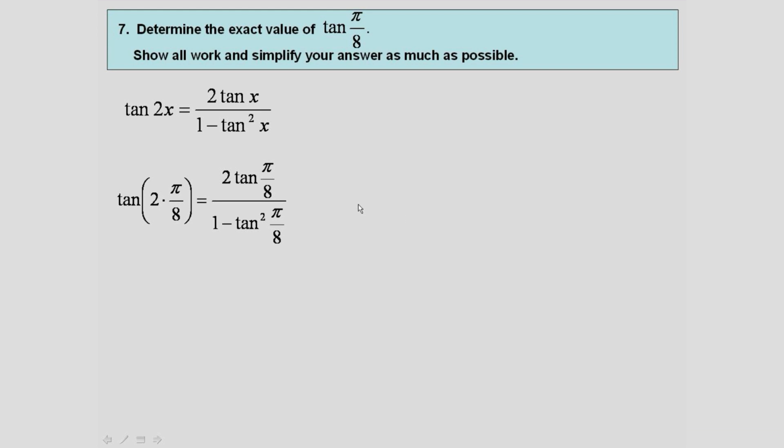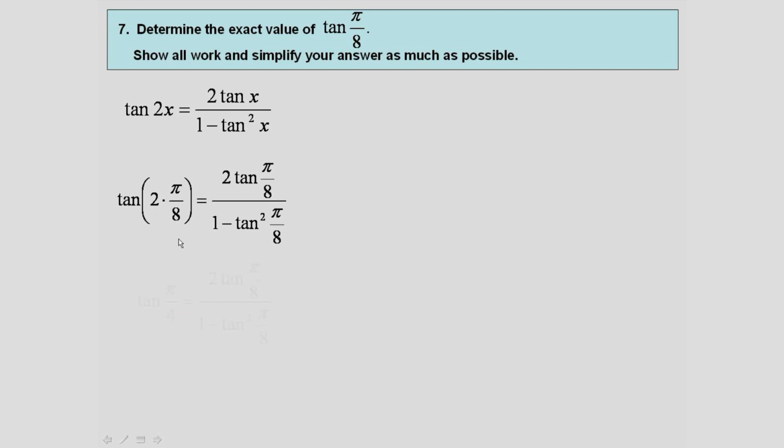Now you might say, well, why would we want to do that? A couple reasons. One, on the left-hand side, you get 2 times pi over 8. Okay, it used to be x, now it's pi over 8. 2 times pi over 8 we know works out to pi over 4, which is great. We can take the tan of pi over 4. The right-hand side doesn't look as simple, but the good news is that it only has tan of pi over 8 in it, which is what we're trying to find. So you'd want to see it somewhere. All right, so we've made a good choice.